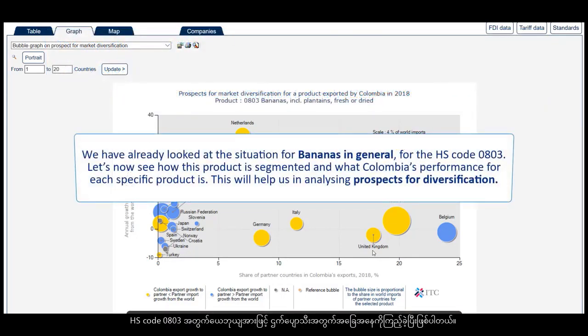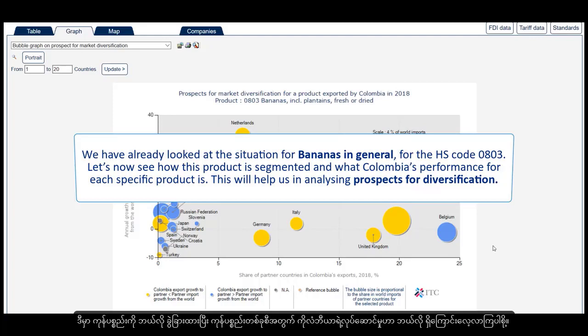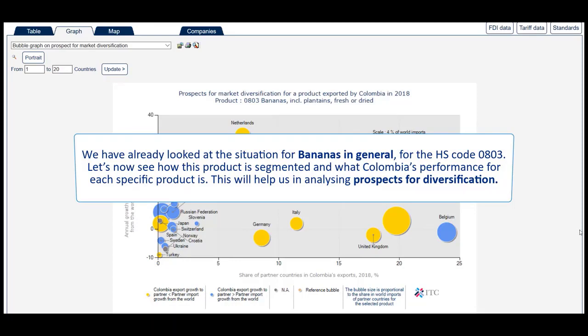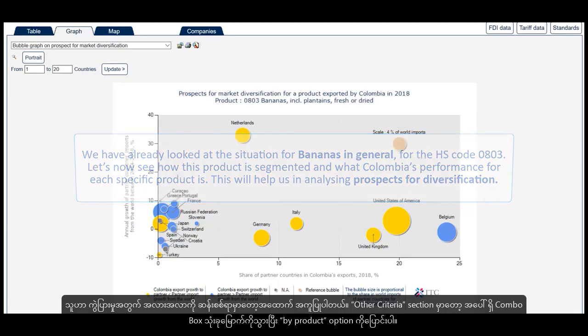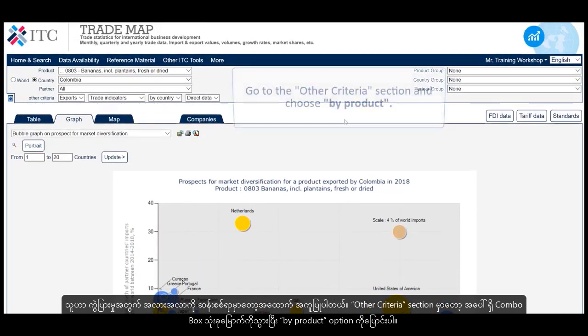We have already looked at the situation for bananas in general for the HS code 0803. Let's now see how this product is segmented and what Colombia's performance for each specific product is. This will help us in analyzing prospects for diversification. Please go to the third combo box at the top of the page in the Other Criteria section and change to the By Product option.